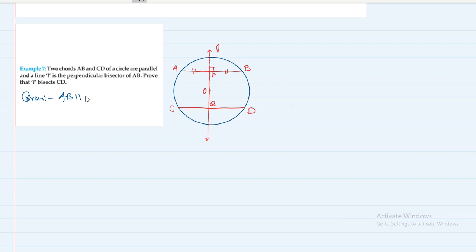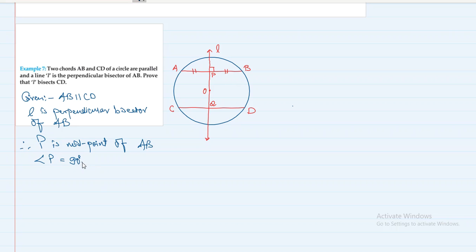AB is parallel to CD, L is perpendicular bisector of AB. Therefore, P is midpoint of AB. Also, angle P is equal to 90 degrees. That's what is given to us.